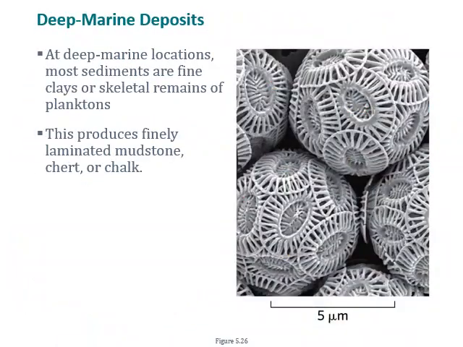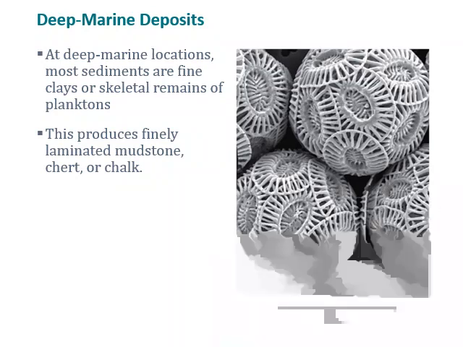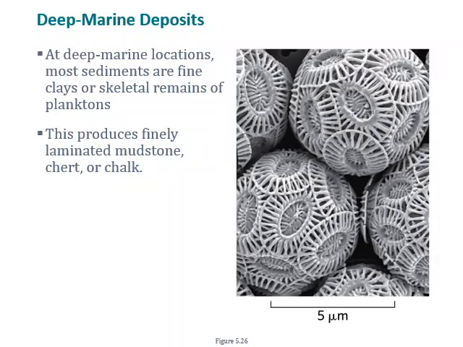At deep marine locations, most sediments are extremely fine clays or skeletal remains of planktons. This is because all other material is too dense to be carried deep into the ocean. All other sediments were dropped off much closer to land and their source. These deep marine deposits of fine materials produce finely laminated mudstones, cherts, or chalks, which is a type of limestone. On the right, we have a photomicrograph of some diatoms, which would produce a chert because they're made of silica.